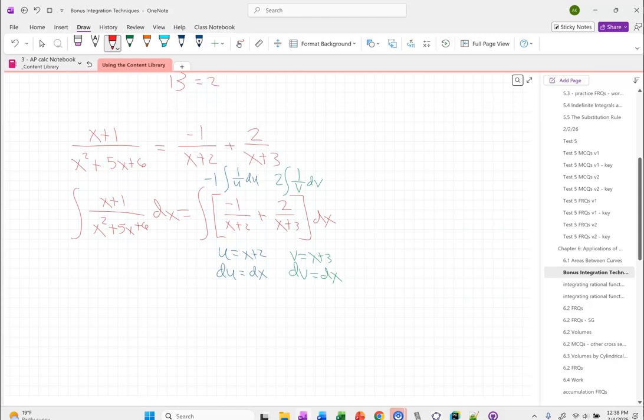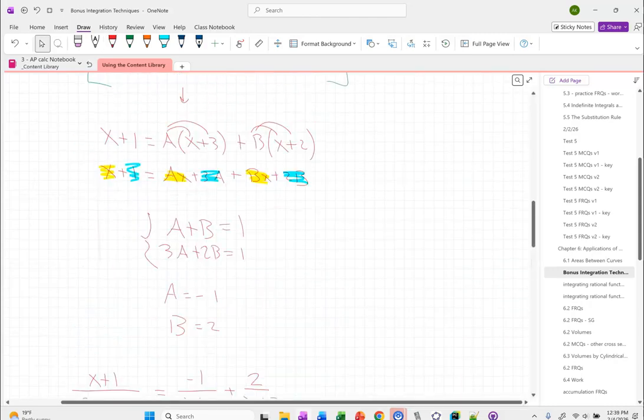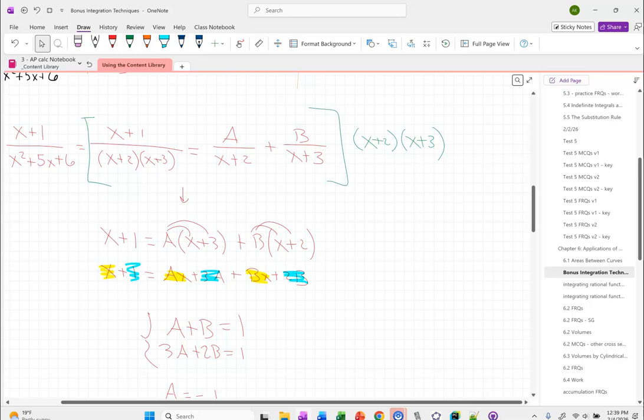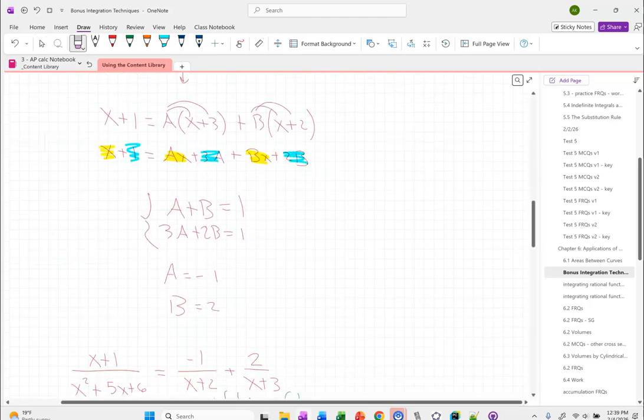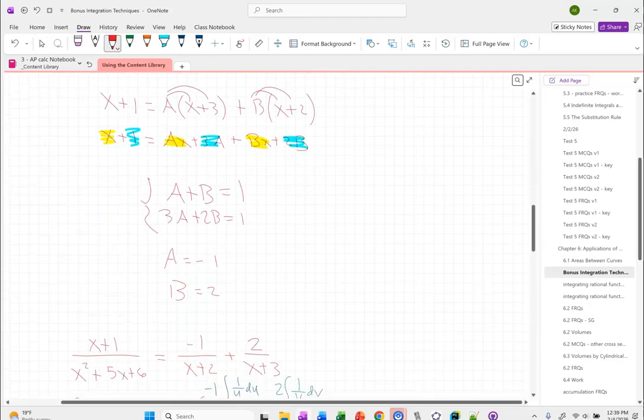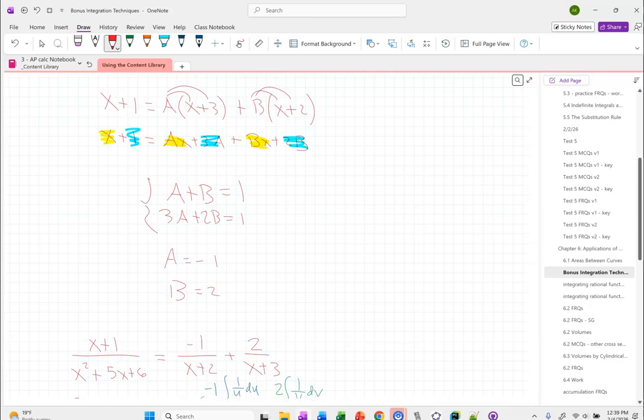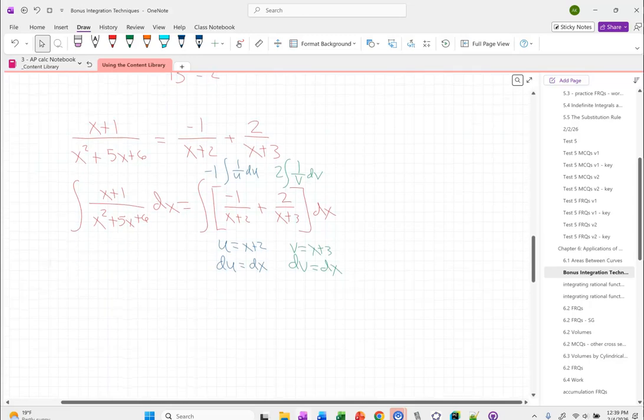No. Can you explain real quick how you went from the matrix to the two rational functions? So I found my values for a and b. I went back here and plugged the negative 1 in for a and the 2 in for b, because that was the solution we got out of the matrix. Okay, I see it. Thank you. Yeah, no problem.